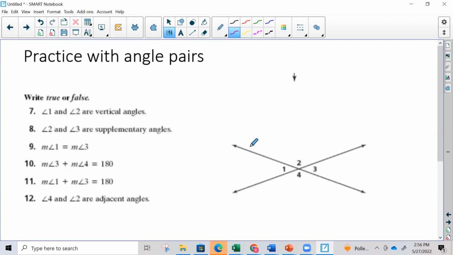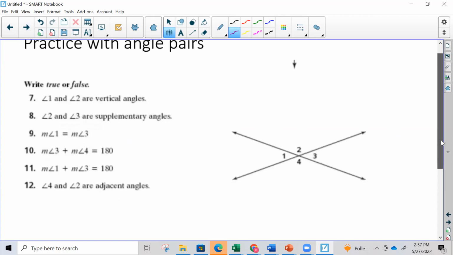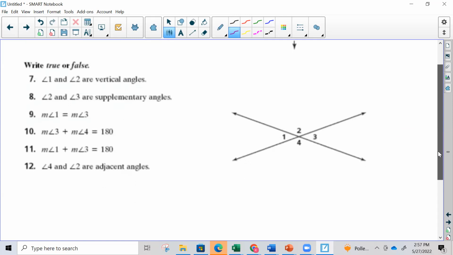Okay. So I would pause and try this problem first and then resume the video and see if you get them right. But this is just assessing your knowledge of the different measurements and the names of the angles, and it's asking true or false. So the first one, 7, says measure of angle 1 and 2 are vertical angles. Okay, so here's 1, here's 2. Well, they're not across from each other. They're next to each other and they form a straight angle or straight line. So they're definitely not vertical angles. They're actually supplementary angles.